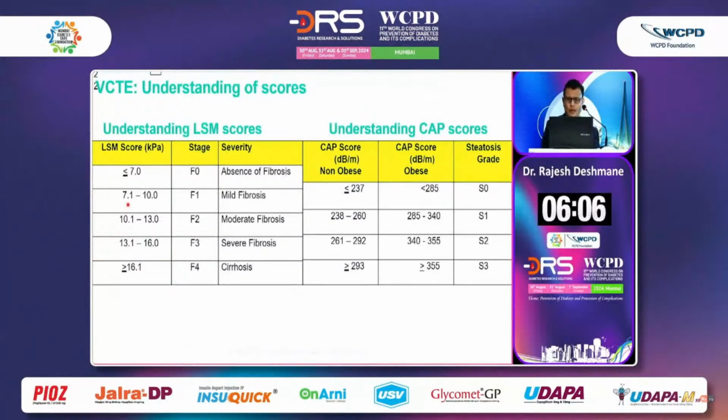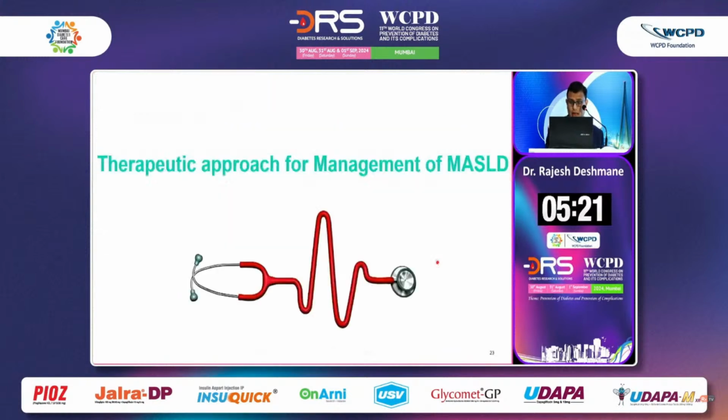So how to read a fibroscan, that is very important. There is the LSM score and there is the CAP score. LSM score is for fibrosis. Less than 7 is considered normal. If it is between 7 to 10, we consider it mild fibrosis. 10 to 13, stage F2, moderate fibrosis. 13 to 16, stage F3, severe fibrosis. And more than 16, that is cirrhosis. And the CAP score for non-obese and obese patients is different. It indicates liver fat content: steatosis stage 0, stage 1, stage 2, stage 3. So this is the classification, and then how to manage.